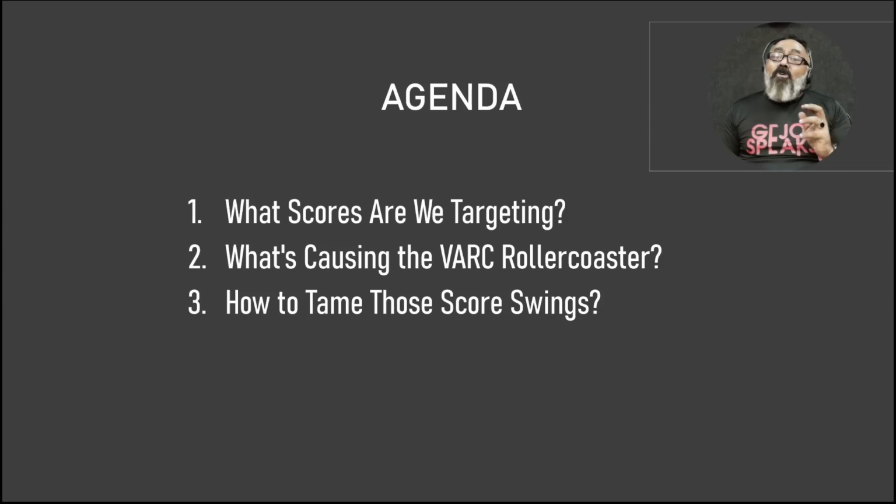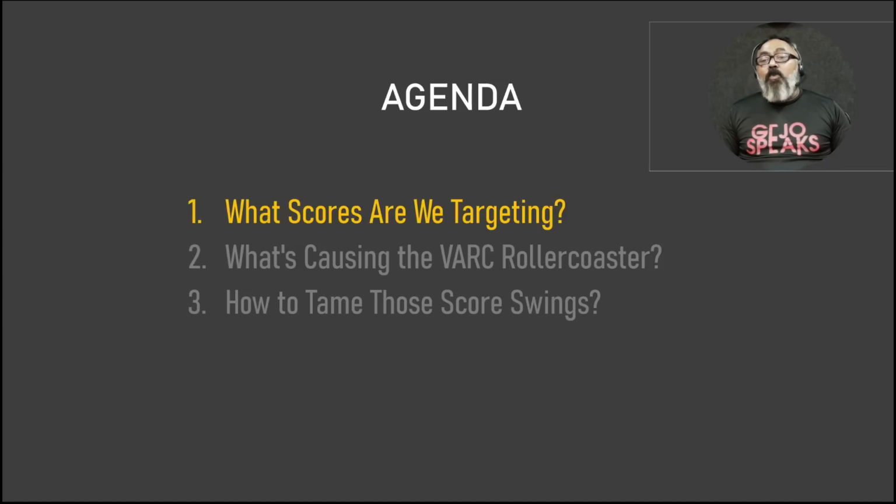Number 2 is what is the cause of this fluctuation? I'll talk about 3 causes of fluctuation. And number 3 is how do I handle this fluctuation, and hopefully even stop the fluctuation, or at least fluctuate at a very high level. So let's start with what scores we are targeting.